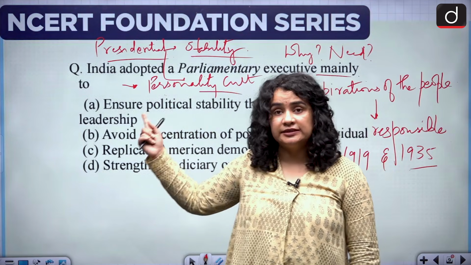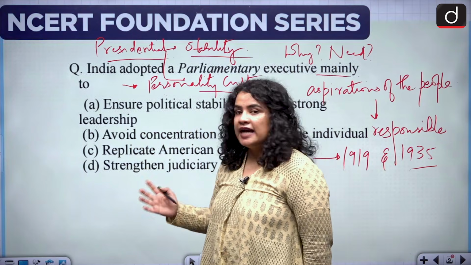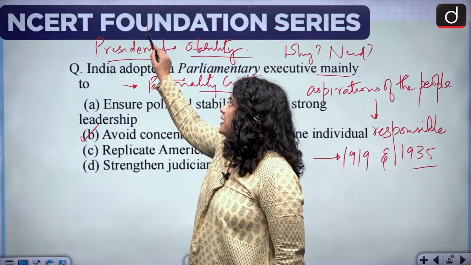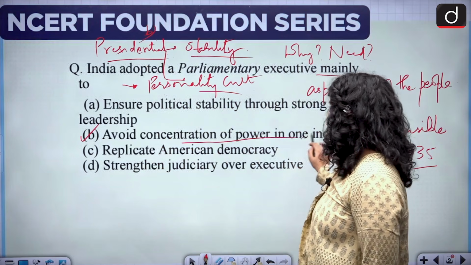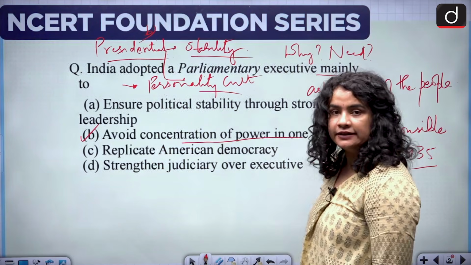Of course, this system was also considered while the Constituent Assembly sat for its sessions. So here, of course, we have option B as our correct answer, to avoid concentration of power in one individual. I hope this is clear to you.